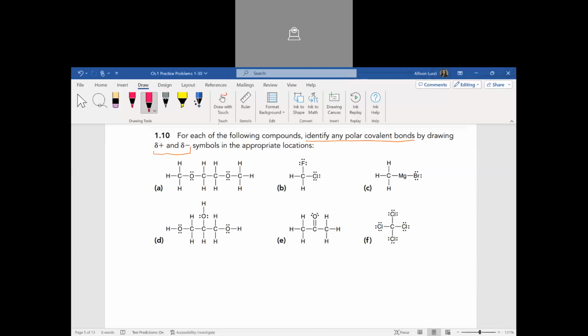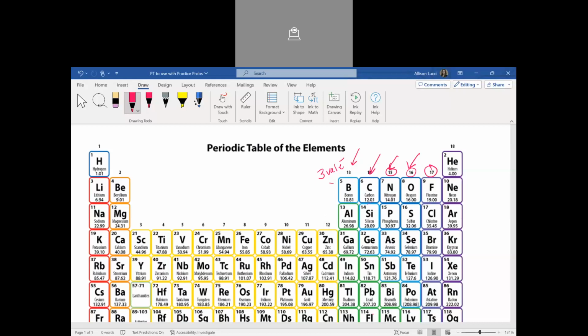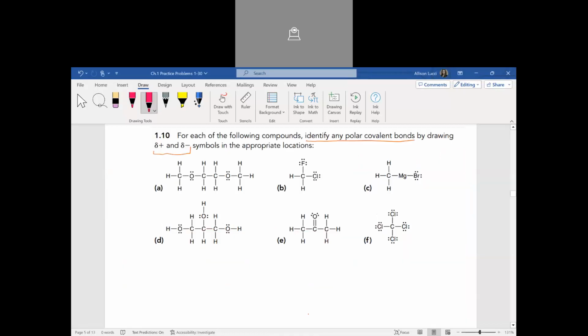If you recall, let's go to our periodic table real quick here. Electronegativity increases in this manner here, with fluorine being the most electronegative atom. So let's go back here and use that general trend to infer if there are any polar bonds, where they are, and where these dipoles would exist.